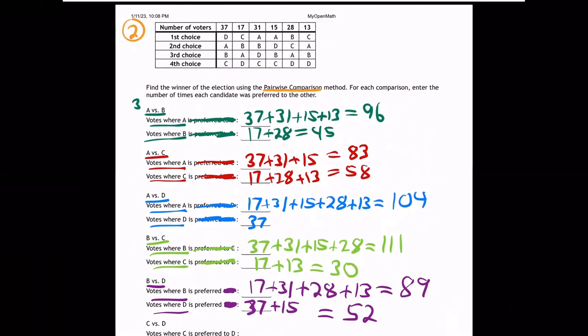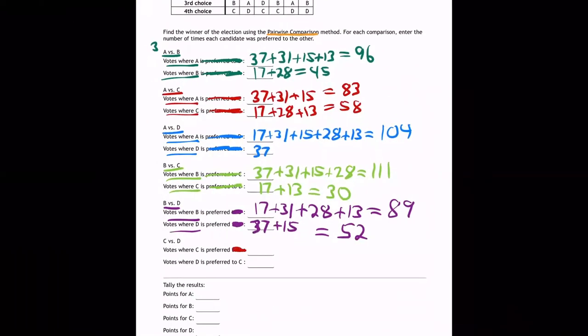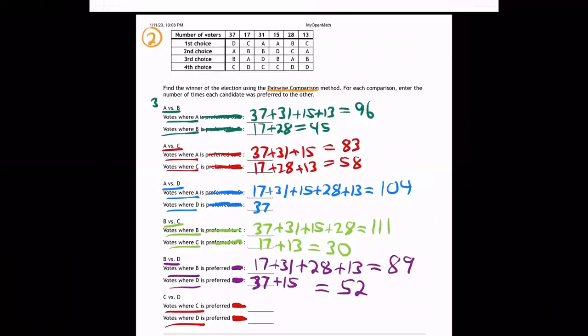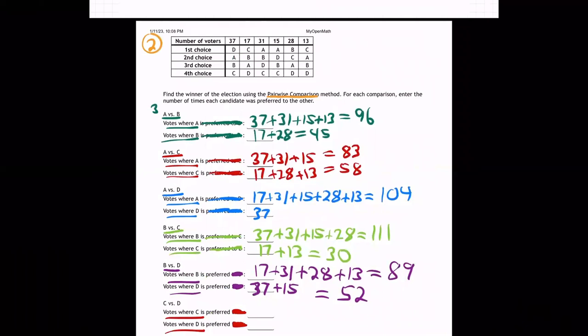So, all right, C and D. Let me get rid of this because it confuses me. So C and D, C or D is preferred. So for C and D, I'm going to drop out A and B. Get rid of A and B.